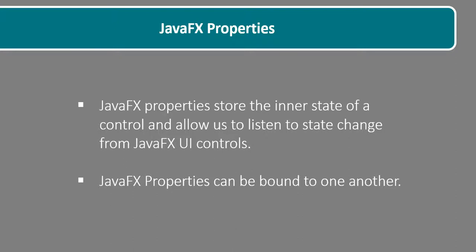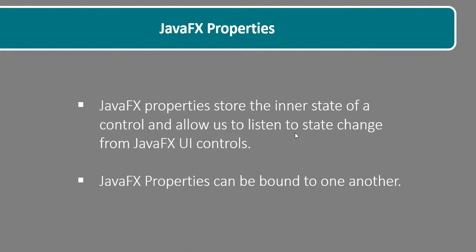In this lecture, we're going to talk about properties. First, let's discuss what JavaFX properties really are. JavaFX properties store the inner state of a control and allow us to listen to state changes from JavaFX UI controls. This means that we will be able to perform an action if the value of the property changes. And JavaFX properties can be bound to one another. This binding behavior allows properties to synchronize their values based on a changed value from another property.